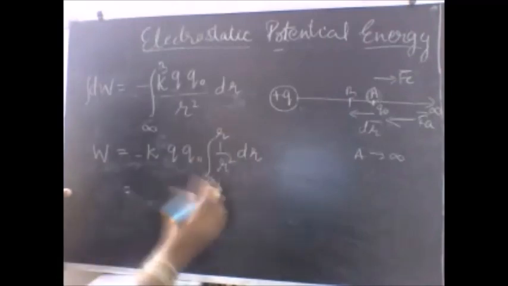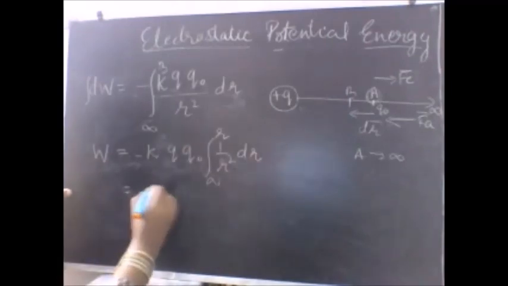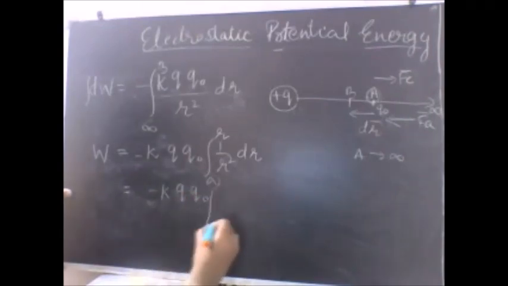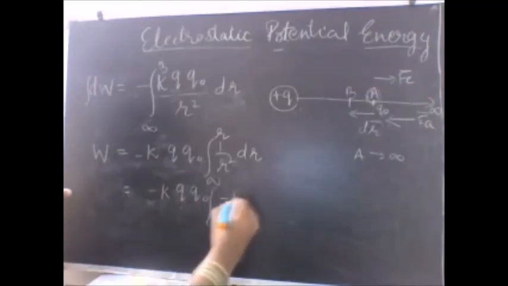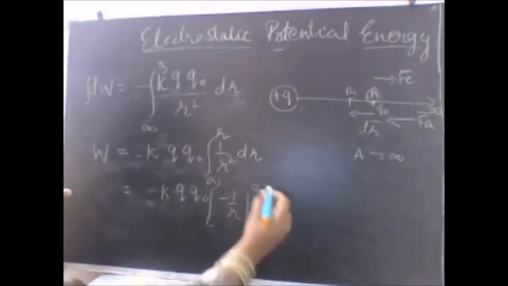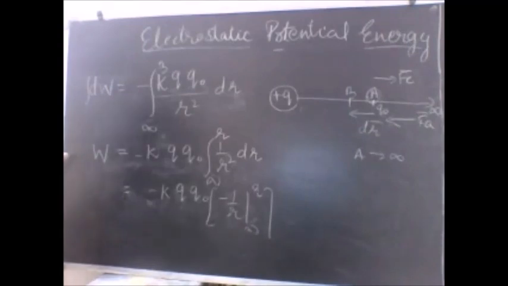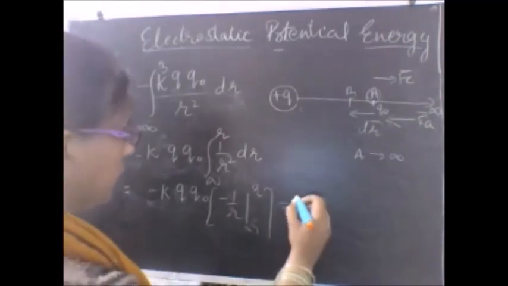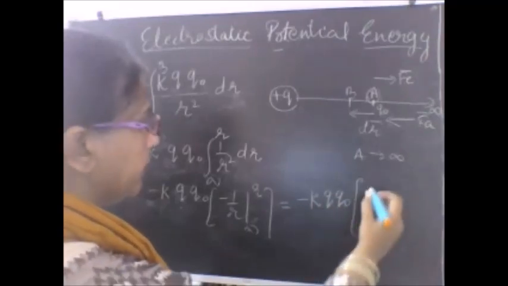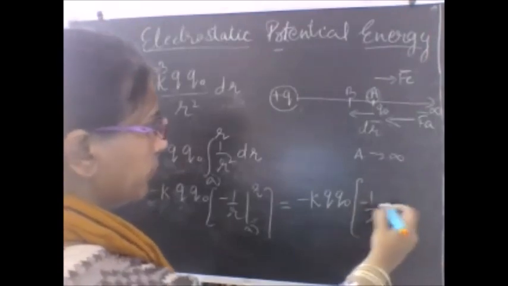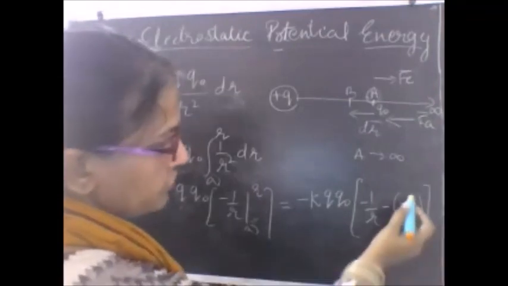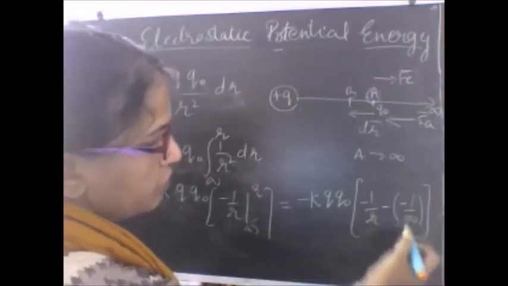We are moving. So when we solve the complete expression, what we will get here is K Q naught, and this is minus 1 by r, and the limit goes from infinity to r. So when we solve it further, this is equal to minus K Q naught, and inside I will get here minus 1 by r, put a minus sign, and then minus 1 by infinity. And since this is infinity in the denominator, this term comes out to be 0.